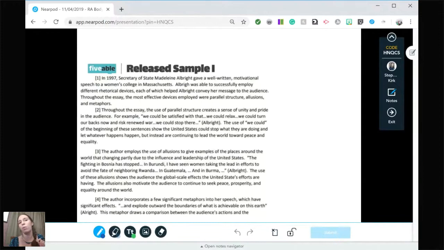What do you notice about the way the evidence is presented there? Think on it for just a second. Does that look embedded? Maybe not so much. Looking at the next part, the use of we could at the beginning of these sentences show the United States could stop what they are doing and let whatever happens happen, but instead are continuing to lead the world toward peace and equality.